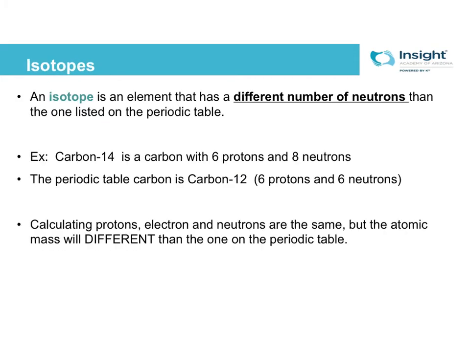All right, so an isotope is an element that has a different number of neutrons than the one listed on your periodic table. For example, carbon-14 is a carbon with 6 protons and 8 neutrons. Your periodic table carbon is just your standard carbon-12, which has 6 protons and 6 neutrons. So the rules for calculating your protons, electrons, and neutrons are the same, but you're going to be given a different atomic mass than the one on the periodic table.